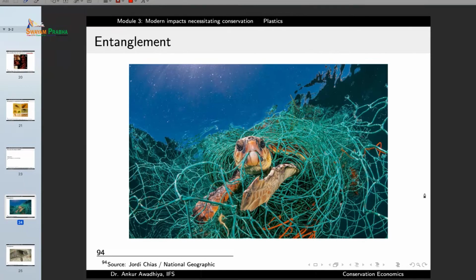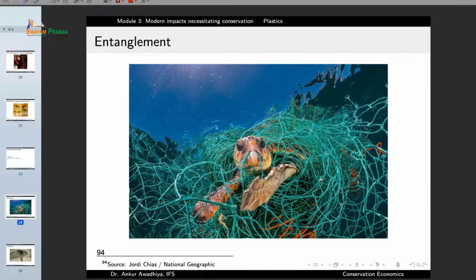And even when this fishing net is thrown into the ocean, probably because its useful life was gone, probably because it had lost its strength, so the fisherman had just thrown it into the water body. But then this ghost net still is capable of catching animals. And here we can see that this turtle has been caught in this ghost net.